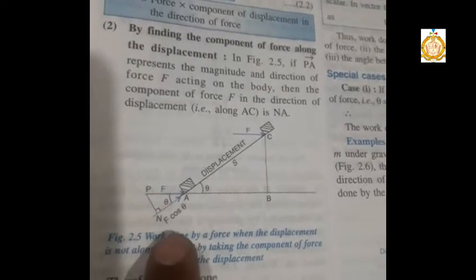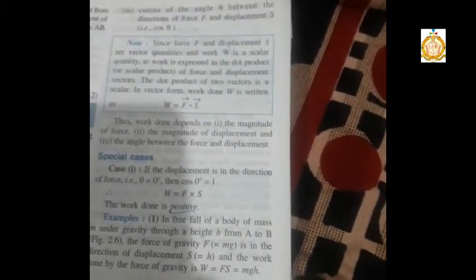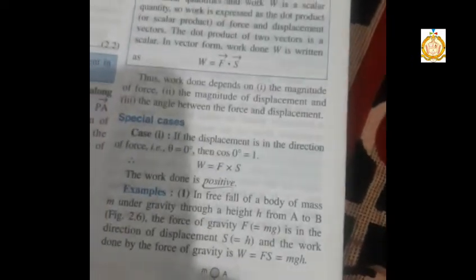Now we can use F cos theta multiplied by S. So these two cases are very important. Next, we have a special case. Two types of forces work has to be done. One is positive and another one is negative. This is the ICSE question.